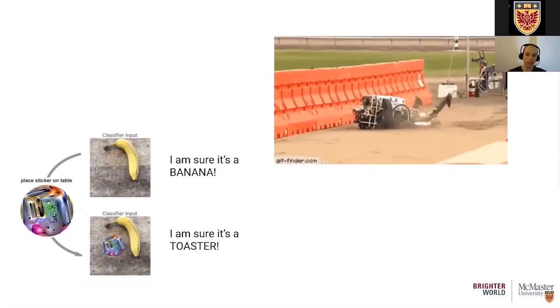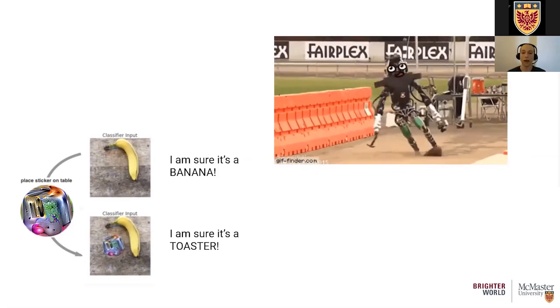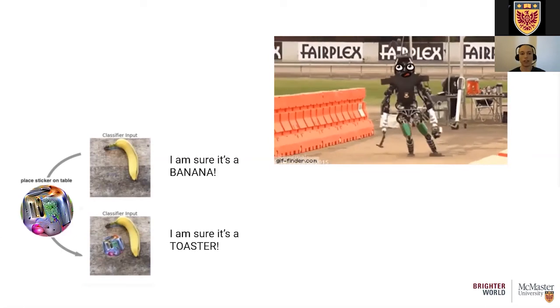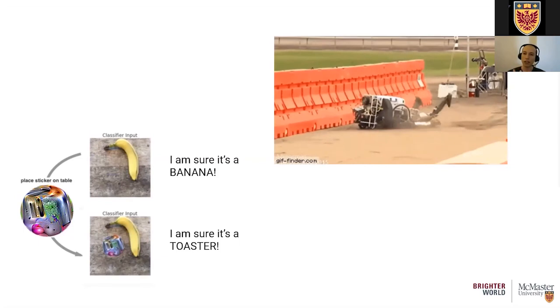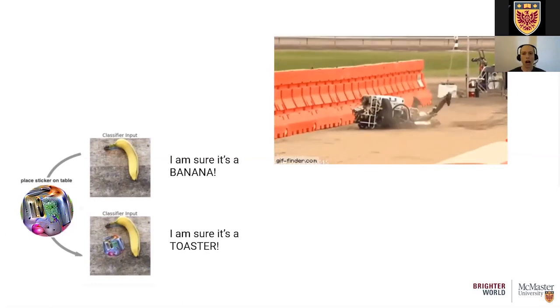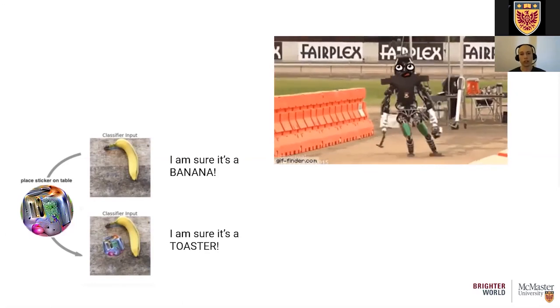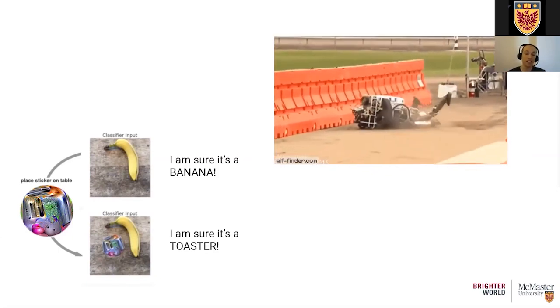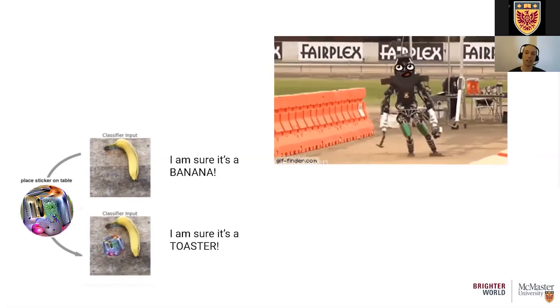If this model was trained to look at bananas, and this is actually a real thing that happened, if you give it that banana in a picture, it's going to be like, yeah, I am sure this is a banana. But if you put that very weird looking sticker, that I don't really know what it means, right beside the banana, all of a sudden the model is like, I am sure that this is a toaster. You can't have these things happen, and I think this is the primary limitation in AI.